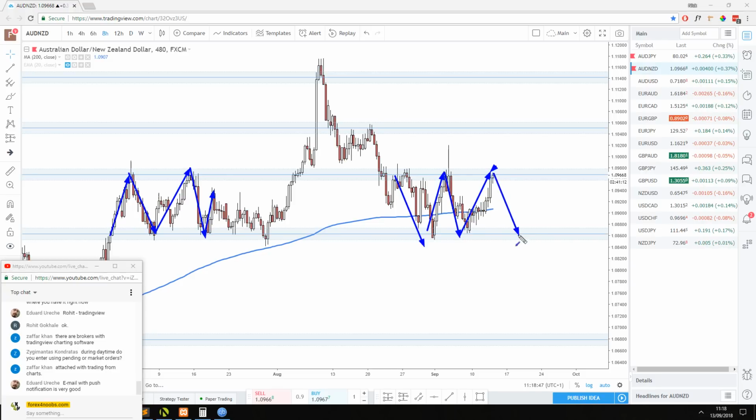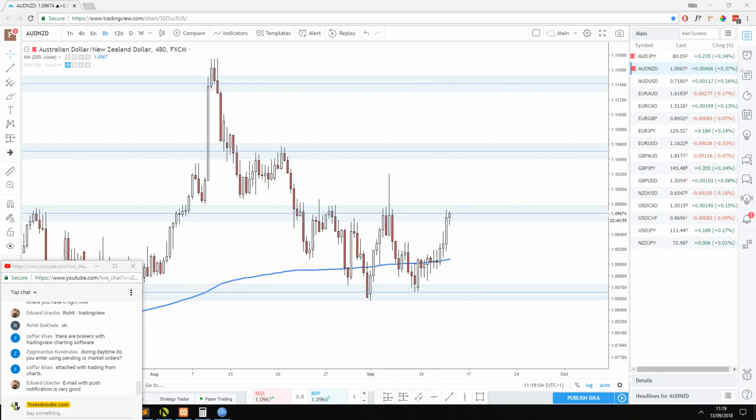So we could be looking at a short from the top of this range. But do keep in mind that when you look to the left, it does take quite a while to get through this range. It moves back and forth, back and forth. There's a lot of spiky candles. So it wouldn't be a comfortable, easy trade. Well, it could be, but it's unlikely.